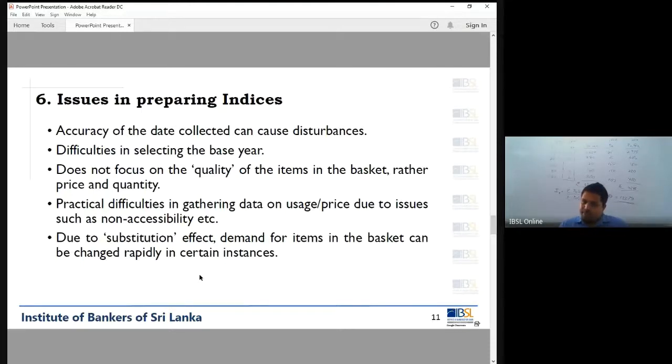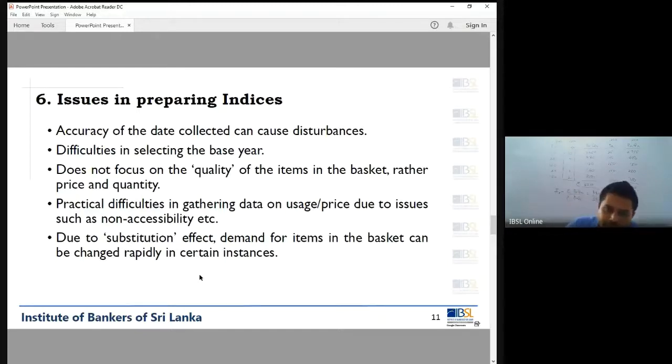So this substitution effect can also be a disturbing factor in preparing an index. We assume that the users or the consumers are going to use X number of items. Rather, it will not be the case. They may have substituted that with some other items. So it's not a true representation, right?